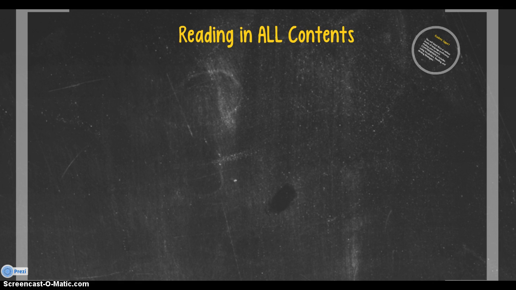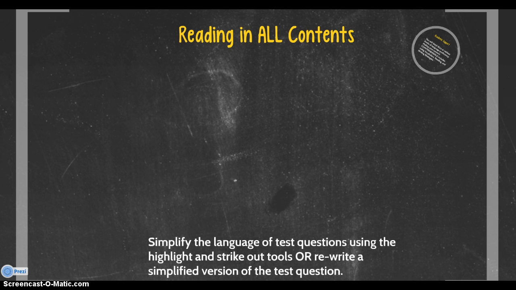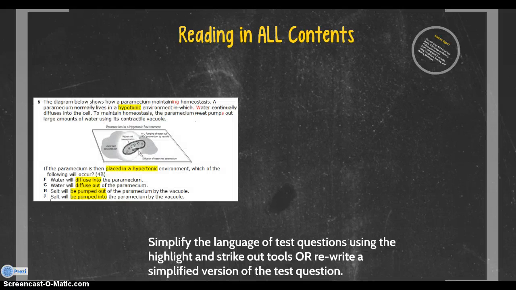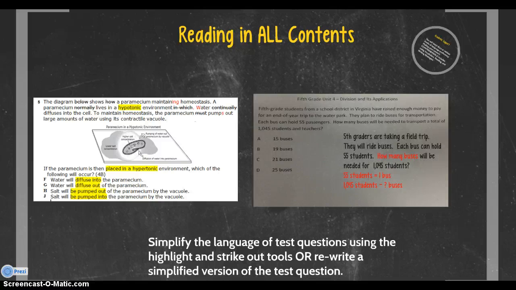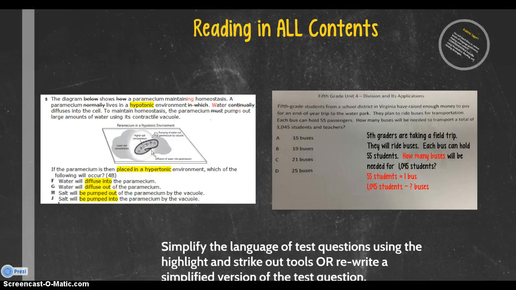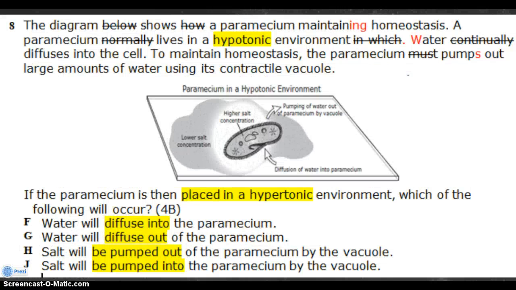Another method to use when supporting reading is the use of simplified language of test questions using the highlight and strikeout tools, or rewriting a simplified version of a test question. This is a biology example. It shows how the teacher used the strike-through feature to eliminate extra words. The keywords in the question and answer were highlighted to simplify the amount of text read by the student.